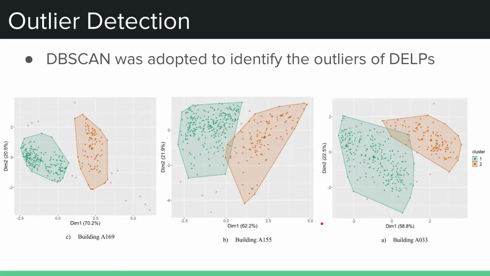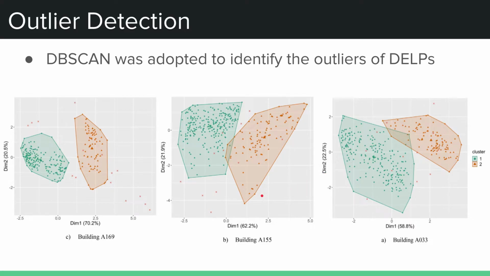And to identify the outliers, they used the DBSCAN clustering algorithm. This is the 2D projection of the daily electricity load profiles, and from this we can see that 2 clusters have been identified for all 3 buildings. The convex hull represents the identified clusters, and the red crosses were the outliers. Even if these outliers lie inside the convex hull, they were correctly identified as outliers.